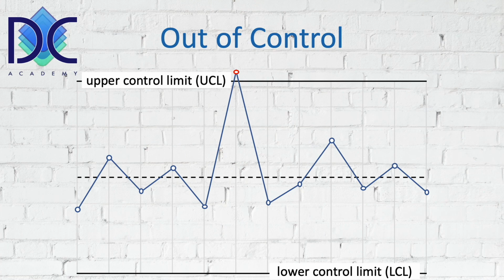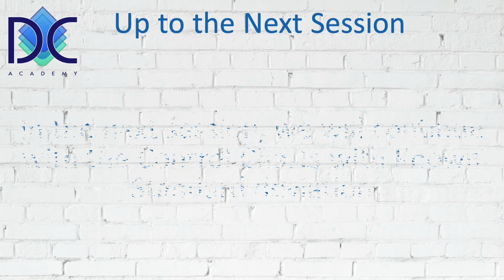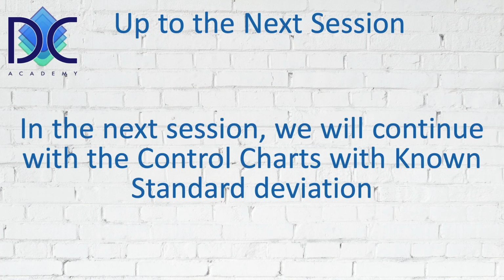So basically, these are the elements I wanted to show you: how those processes work, and how we can interpret statistical process control. We will continue with different types of control charts. We will be looking at X and R control charts. First, we will start with the control charts with the known standard deviation, and then we will continue with the control charts with an unknown standard deviation.